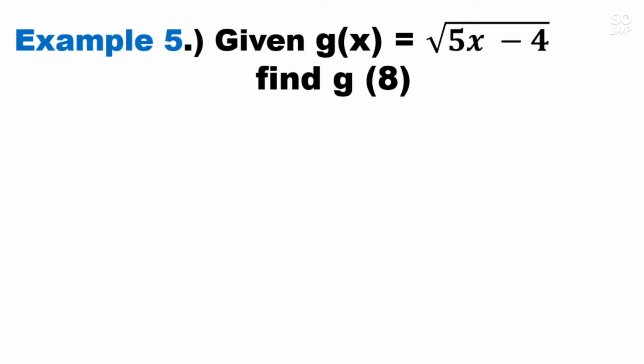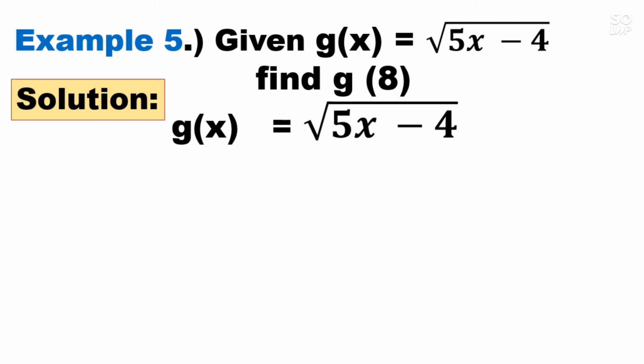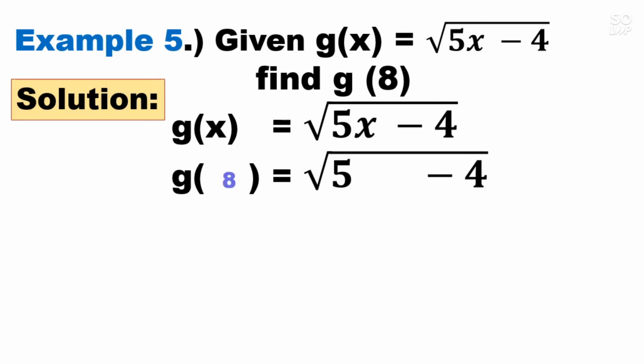Example number 5. Given g of x equals square root of 5x minus 4, find g of 8. Okay, again, the solution is we have g of x equals the square root of 5x minus 4. So, papalitan natin yung x ng 8. So, that's why we have g of 8 equals 5 times 8 minus 4.